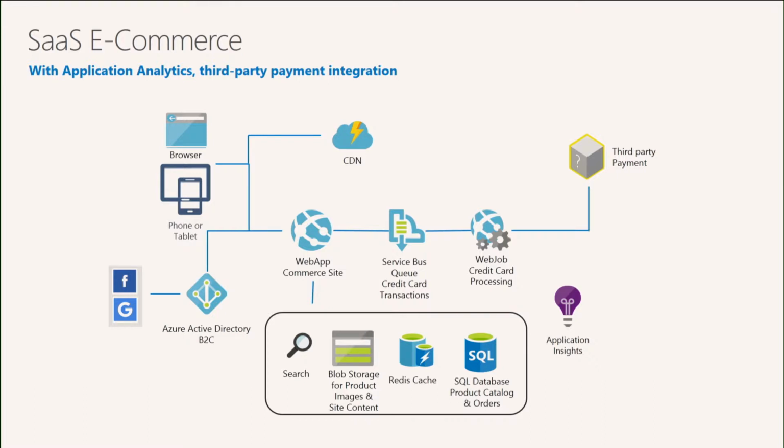And then we have a Redis cache that allows us to provide a bit more performance, particularly for our mobile implementation. We have a mobile browser, and all of that is fed by a CDN system. And then we have a Service Bus Queue, which deals with our credit card transactions, and a web job for processing those transactions and then sending them off to a third-party payment system.